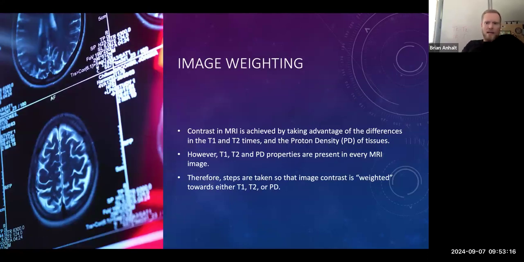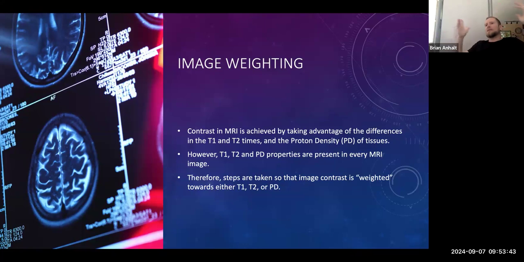All right, image weighting. Contrast in MRI is achieved by taking advantage of the differences of T1 and T2 times and proton density of tissues. Remember, we've talked about what the T1 and T2 times are. We'll talk more about what proton density is. But we're basically exploiting the differences in the time it takes for different tissues to recover longitudinally and the time it takes for different tissues to decay transversely.